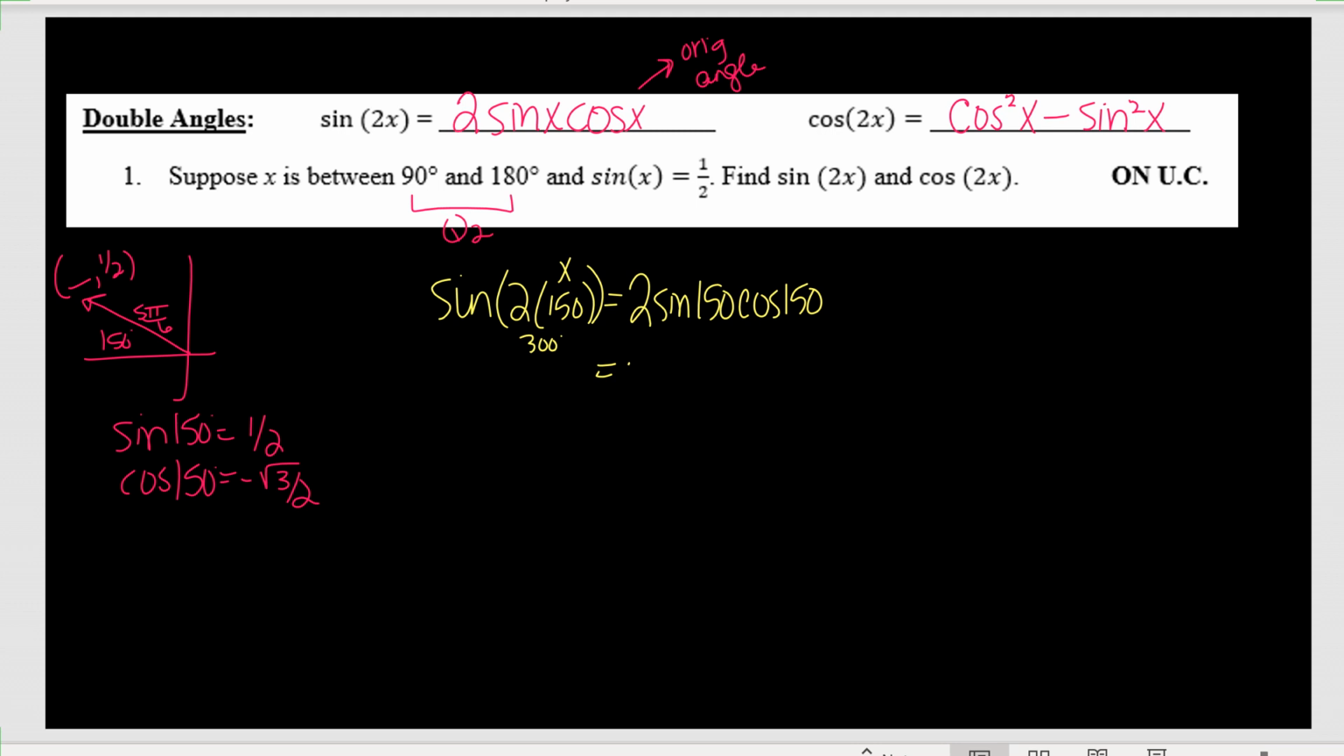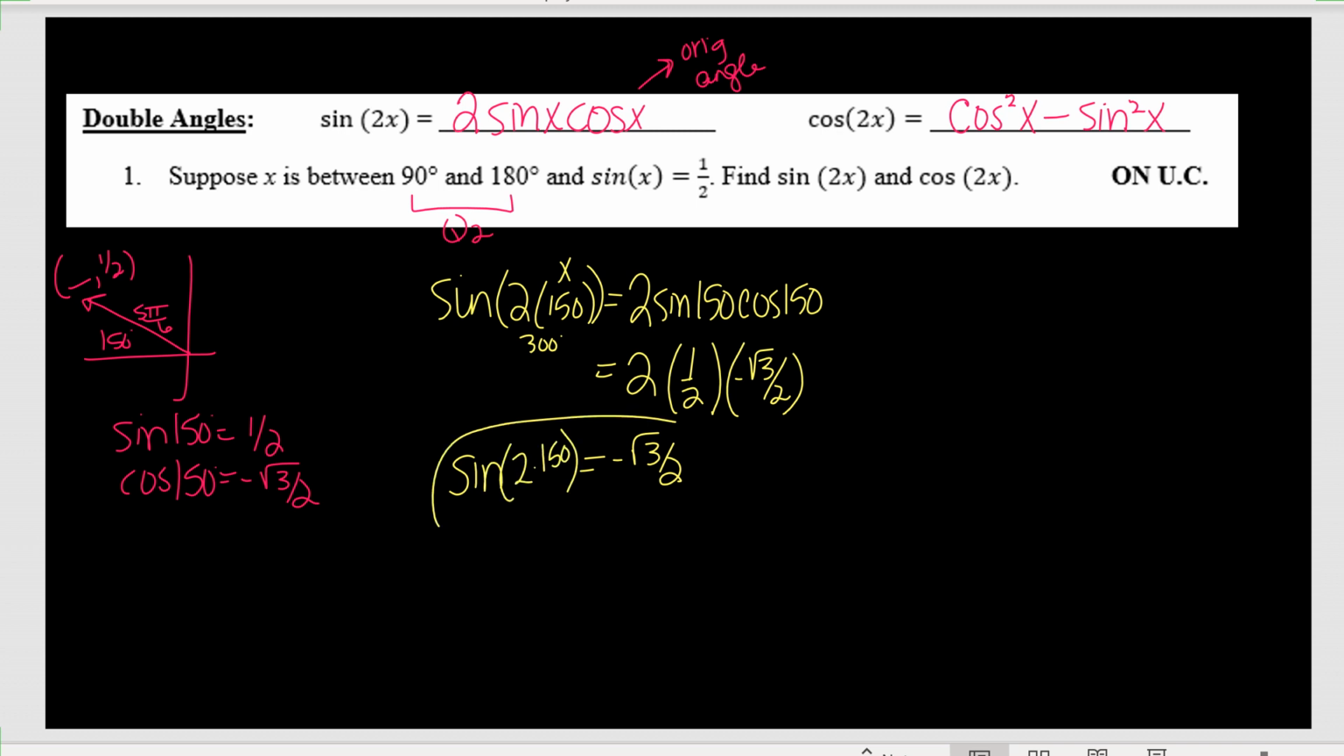Okay, so that's going to give us 2 multiplied by 1/2, that's sine of 150, multiplied by negative root 3 over 2. All right, 2 times 1/2 is 1. 1 times negative root 3 over 2 is negative root 3 over 2. So sine of 2 times 150 degrees equals negative root 3 over 2. Find it on your unit circle and make sure that that's a true statement.